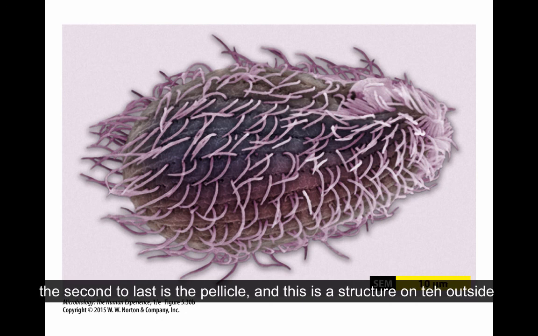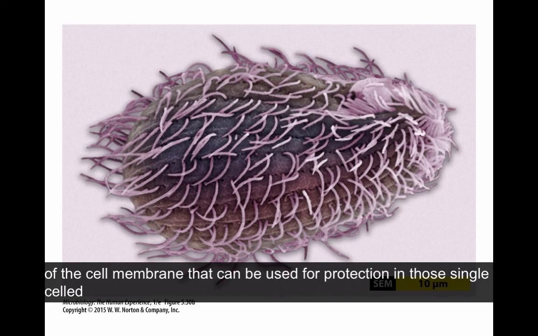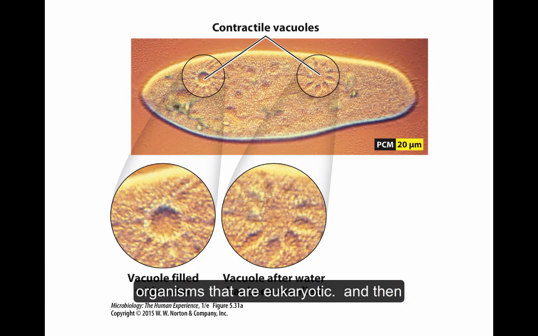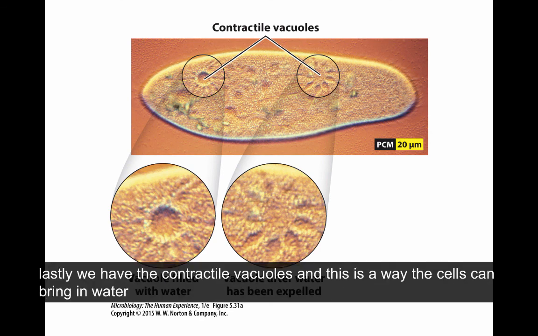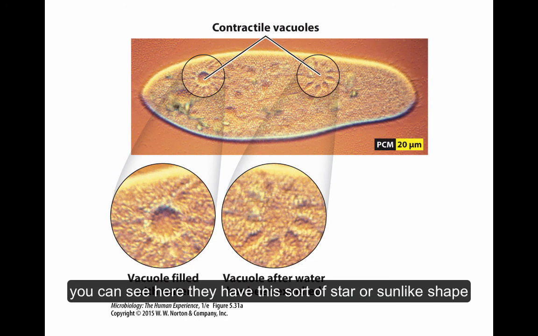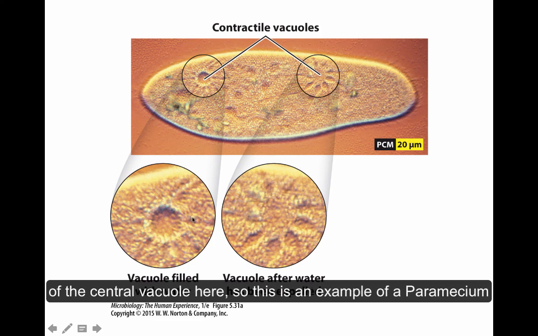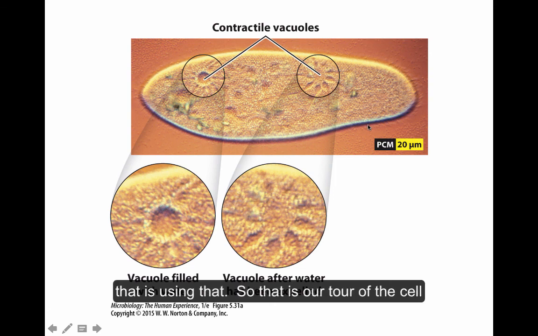And then our next specialized structure in eukaryotes, second to last, is the pellicle. And this is a structure on the outside of the cell membrane that can be used for protection in those single-celled organisms that are eukaryotic. And then lastly, we have the contractile vacuoles. This is a way that cells can bring in water. And you can see here that it has this sort of star, sun-like shape where the water comes in and then it pushes the water out of the central vacuole here. This is an example of a paramecium that's using that.